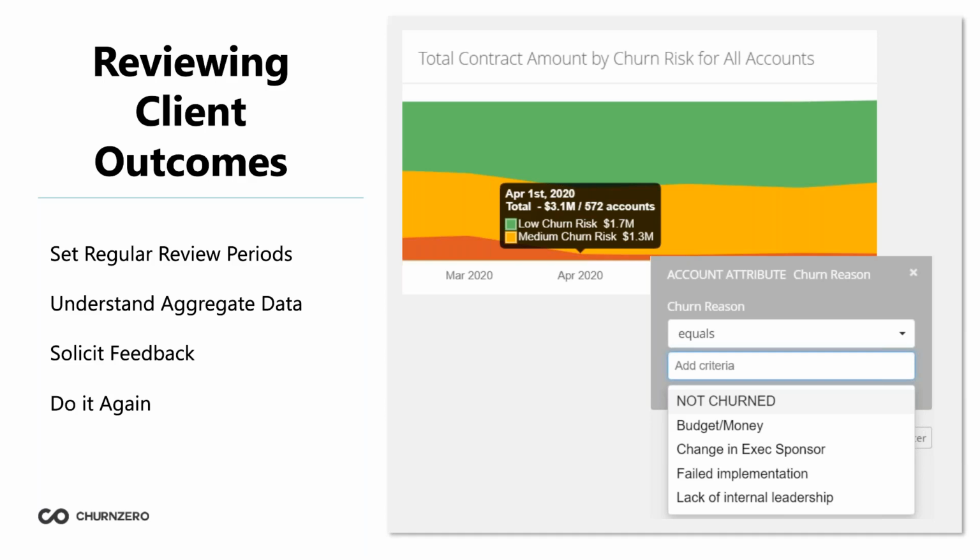The second part of this is understanding more of the aggregate data. So once you have that regular review cadence in place, you want to start asking yourself questions about the overall book of business. How has the change in health score impacted my healthy clients, my medium risk clients, my at-risk clients? And when you're going through these, you also want to dig into exceptions within that aggregate data.